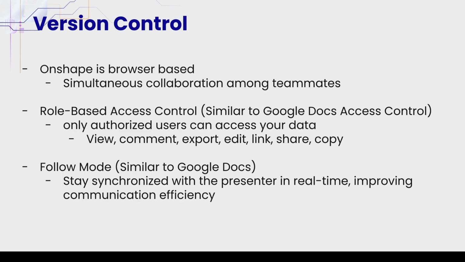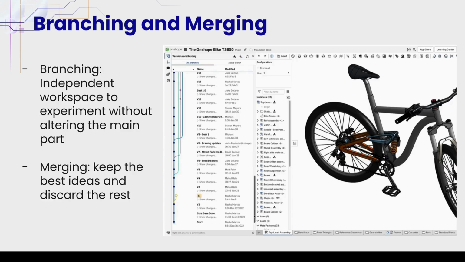This allows you to match a user's real-time progress and see what changes are made. The next features are crucial for prototyping. Branching lets you create independent workspace environments to experiment with different versions without changing the original main file. This is helpful for when you want to test different designs or work with teammates without interfering with each other. Merging simply removes the branches that are not needed.